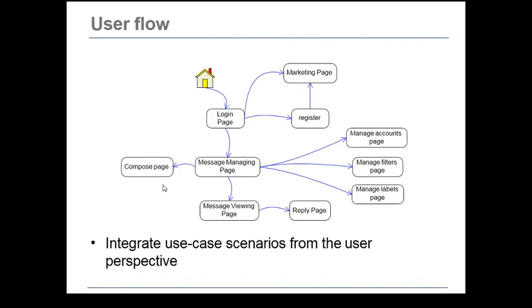So user flow. First of all, the login page. In any application you use, there will be a login page. This login page has the marketing page, then register. Register is again connected with the marketing page. Then the login page is connected with the message managing page. The message managing page has the manage account page, manage filter page, manage label page, and finally the message viewing page, and finally the reply page.